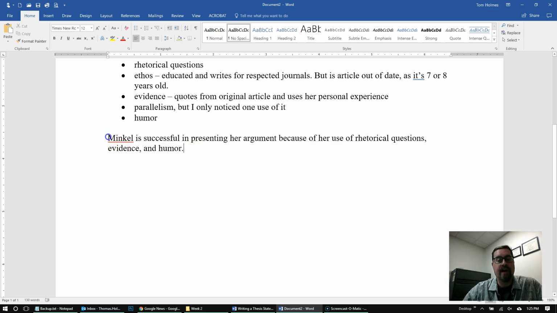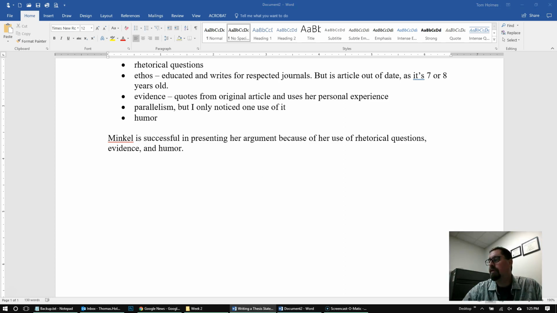So the thesis kind of acts like a table of contents. It tells your position, Minkle is successful in presenting her argument, and then it tells us what the paragraphs are going to be about. You're going to analyze rhetorical questions, evidence, and humor. So the table of contents, and then after all of that would follow your conclusion. So that's a good model for doing it, especially if you think all three of her devices were successful.